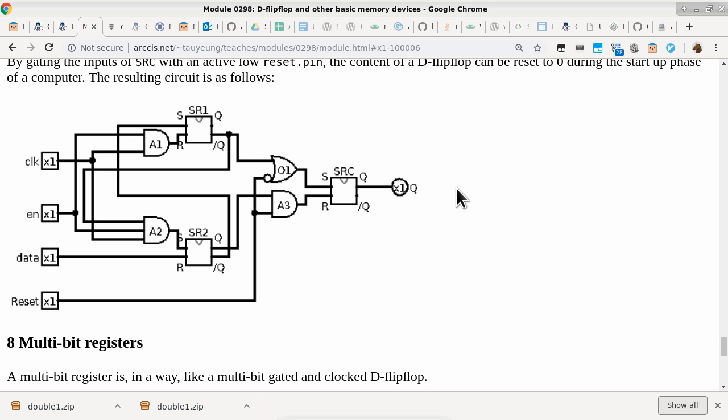What happens? Yeah, go ahead. When you first turn on your computer, exactly. So when you first turn on your computer, without the reset pin, without the mechanism to reset, what do you think would be the state of all of these SR latches? They're all unknown. Some may be 1, some may be 0, okay? Some may be oscillating, remember? Okay? So it can be anything.